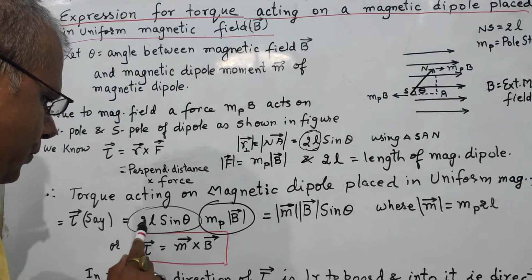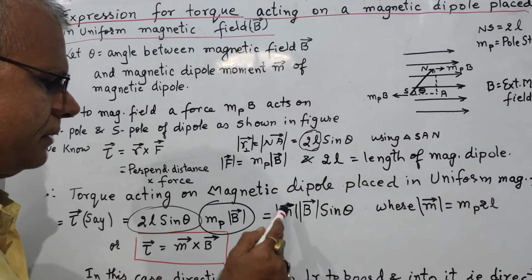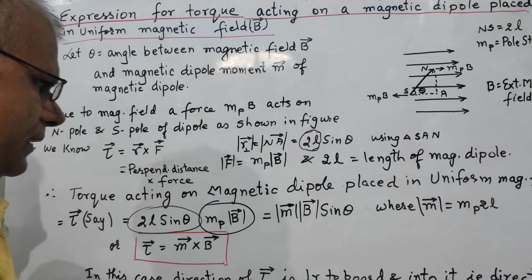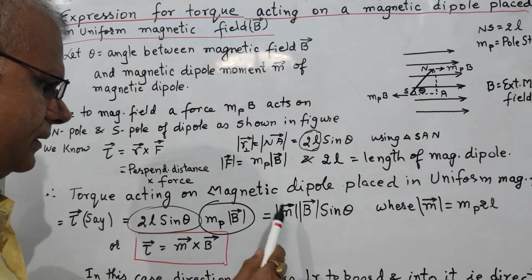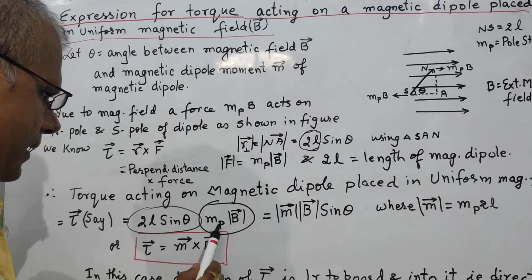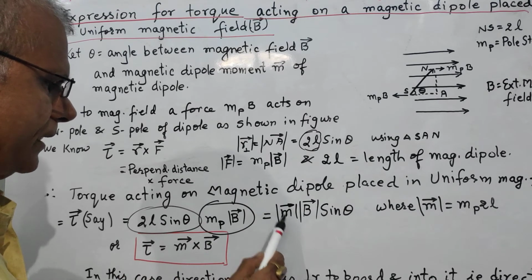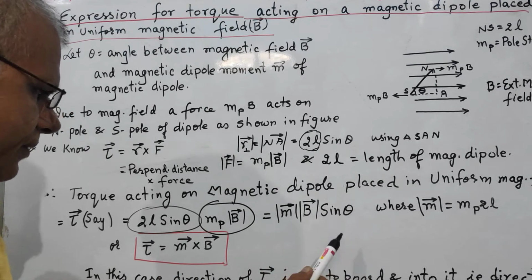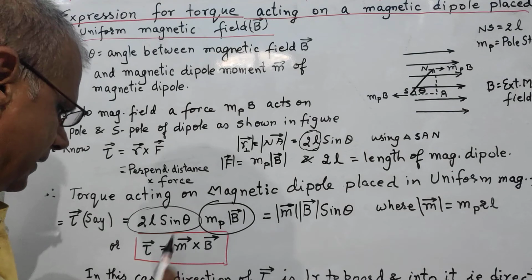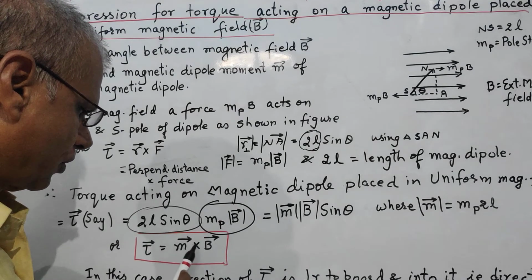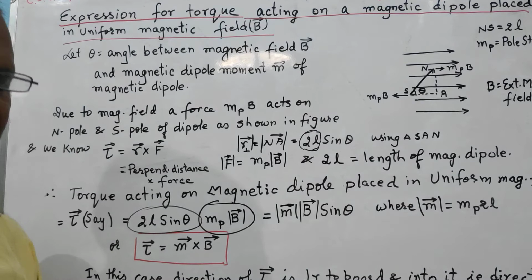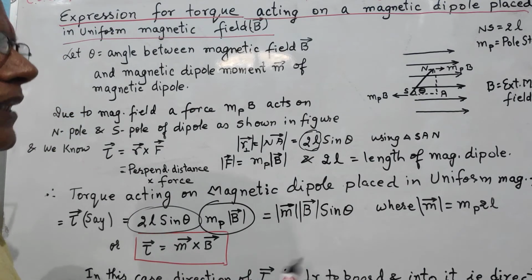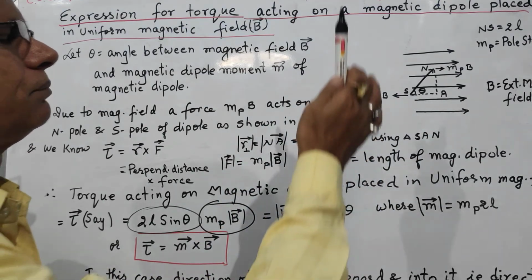So here you see MP into 2L is nothing but the magnetic dipole moment of the magnetic dipole, so we can replace MP into 2L by M magnitude, and B is already there and sine theta is already there. Therefore we can further write it in vector form: torque is equal to M vector cross B vector. M is the magnetic dipole moment and B is the uniform magnetic field in which the magnetic dipole is placed.